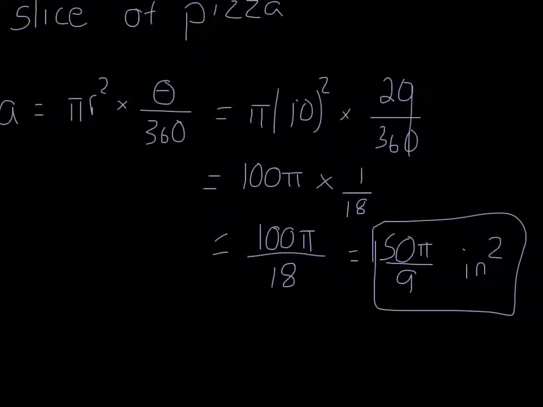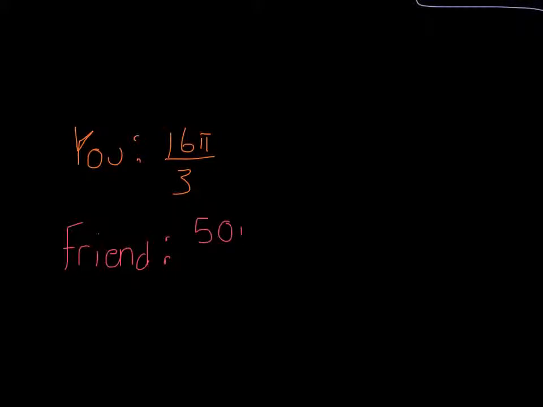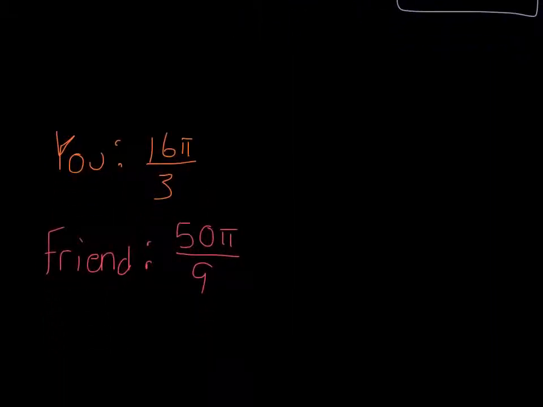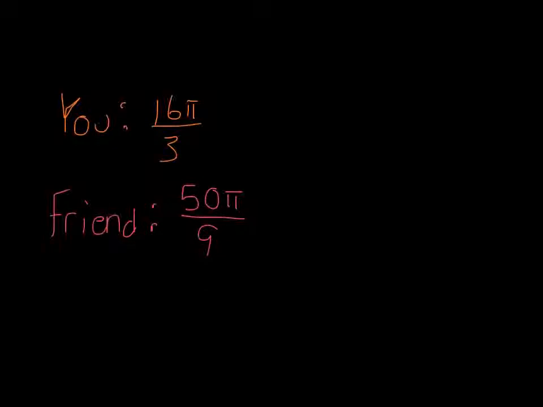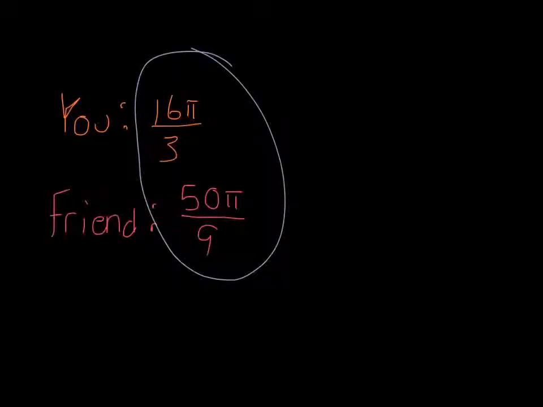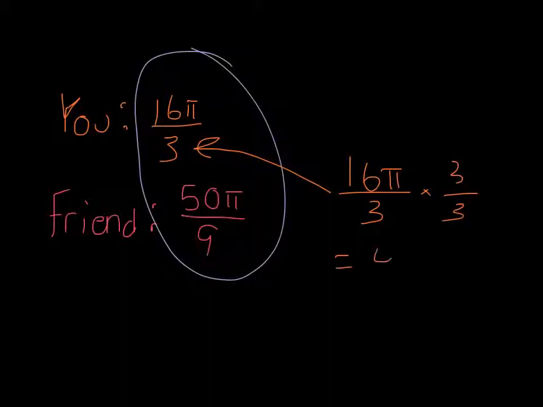So your friend's slice of pizza is 50 pi over 9 inches squared, and yours is 16 pi over 3 inches squared. Let's rewrite these out over here. One way to compare them would be to compare both of these values, but to do that, they have to have the same denominator. So let's convert yours to the same denominator as your friend's. Multiplying the top and bottom of 16 pi over 3 by 3 gives you 48 pi over 9. Now, when we compare it to your friend's, we see that your friend did indeed have more area of his pizza.